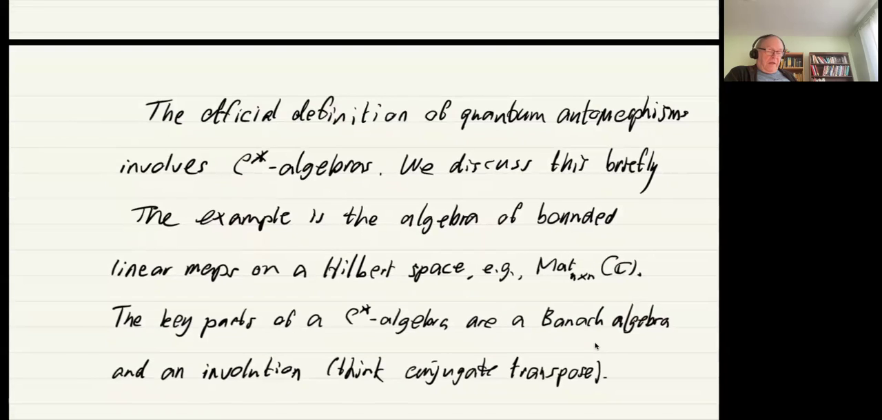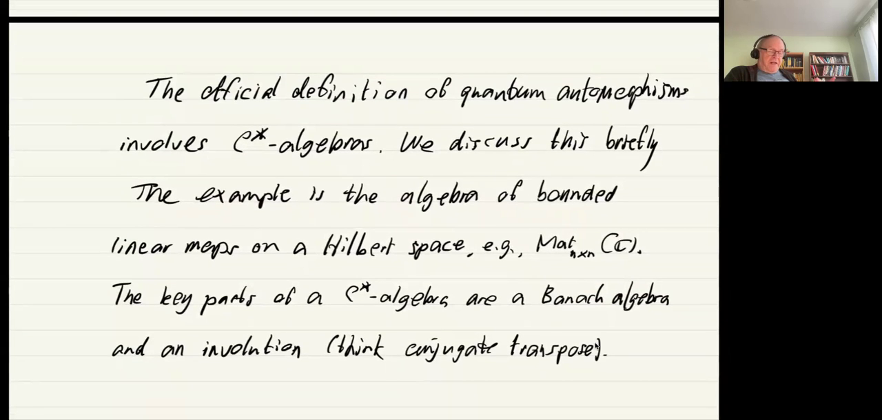With C-star algebras, the canonical example is the set of bounded linear maps on a Hilbert space. So, for example, the space of all n-by-n matrices acting on C to the n. Okay, so that's the canonical example of a C-star algebra. The key parts of a C-star algebra are an underlying algebra, a Banach algebra, I'll explain that in a second, and an involution. And for involution, think conjugate transpose. So the difference between a general algebra and a C-star algebra is the star. You've got this involution acting.